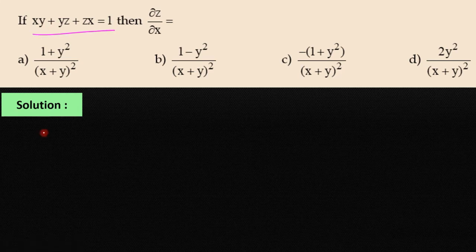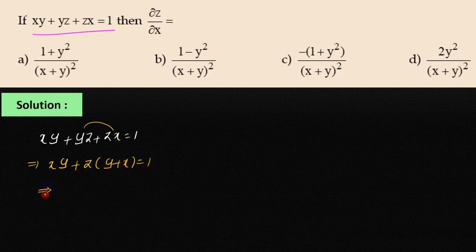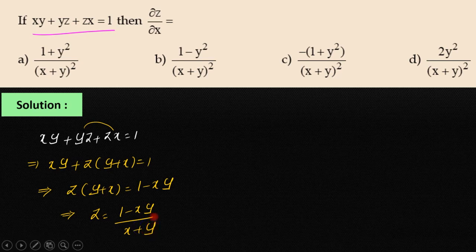Given xy plus yz plus zx is equals to 1, this implies xy plus, in these two terms taking z as common, y plus x is equals to 1. This implies z into y plus x is equals to 1 minus xy. This implies z is equals to 1 minus xy divided by x plus y. Now partially differentiating with respect to x on both sides, we get dou z by dou x is equals to, here it is in the form of u by v.